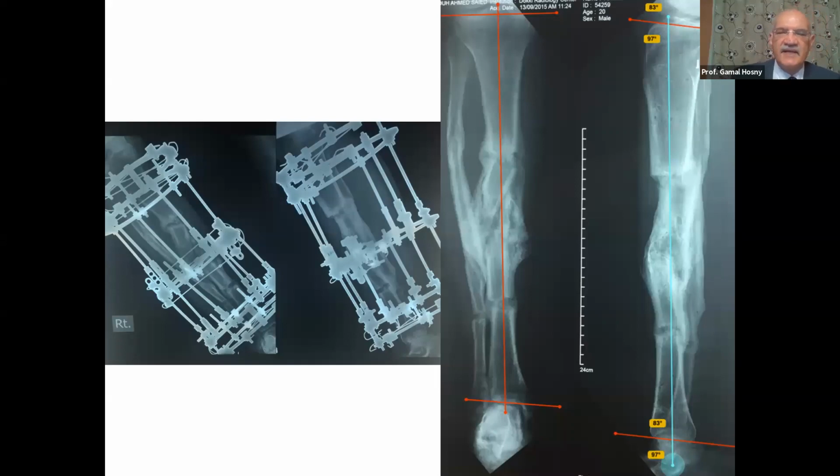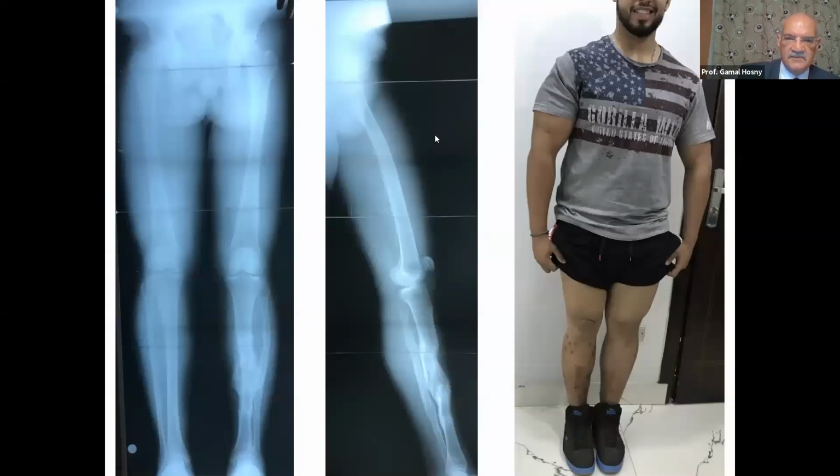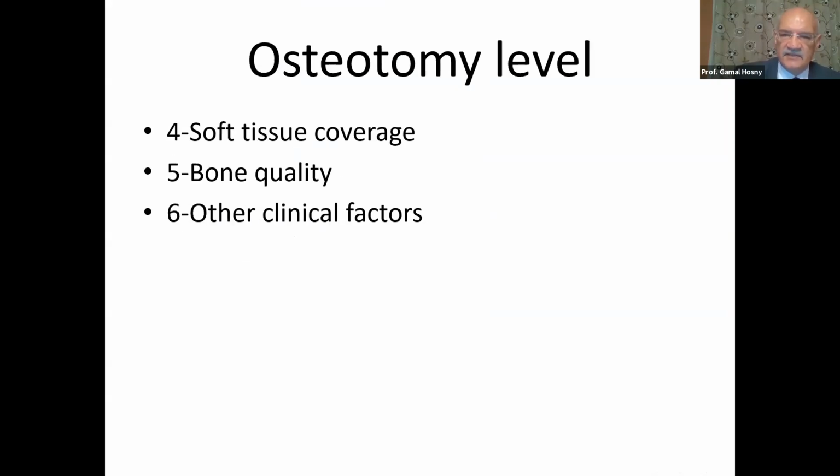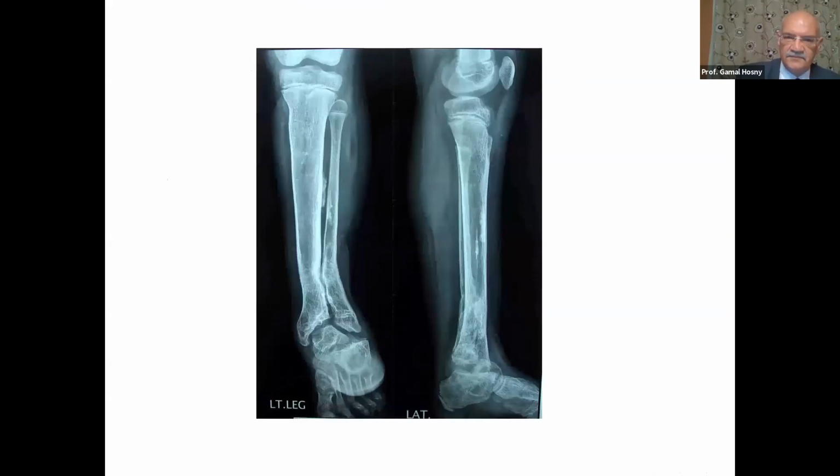And there are many clinical considerations. So if you think about the osteotomy level, you have to think about the geometry of the deformity, type of fixation, proximity of osteotomy to the physis, joints, or ligamentotendinous insertions, soft tissue coverage if the skin is adherent, infection, bone quality, and other clinical factors.